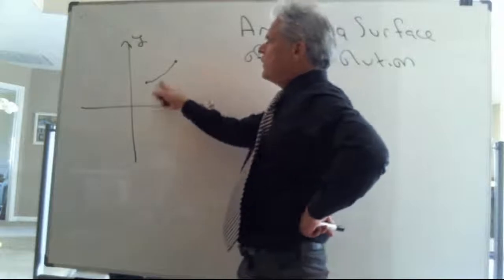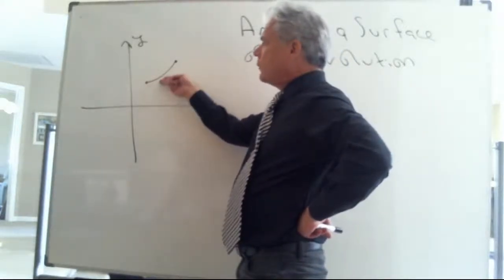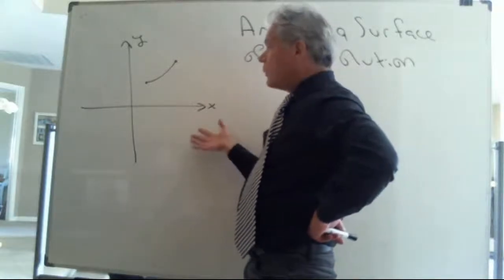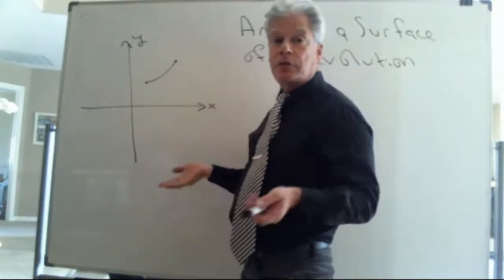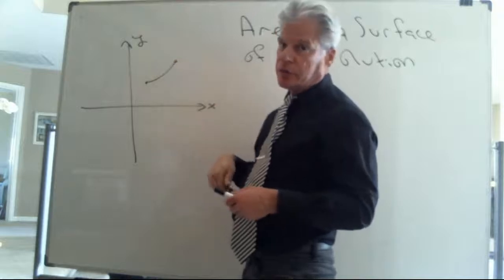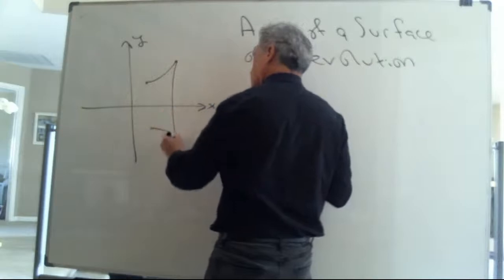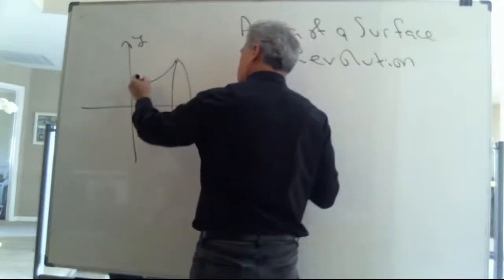Consider a piece of the curve, and suppose I want to revolve that piece of the curve about the x-axis. What I will generate is not some kind of solid of revolution, but simply a surface of revolution. It's not filled in. It looks somewhat like this. Somewhat like a speaker cone.